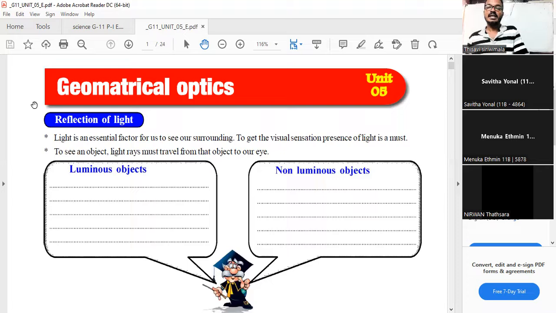To see an object, light rays must travel from that object to our eye. So if you want to see a book, the light rays from the book have to travel to your eye. The light rays may be coming from the sun to the book, or else from a bulb. Then they have to be reflected to your eye in order to see it.